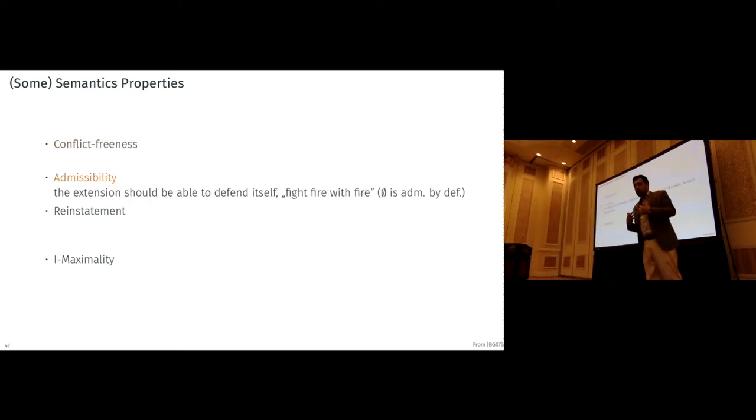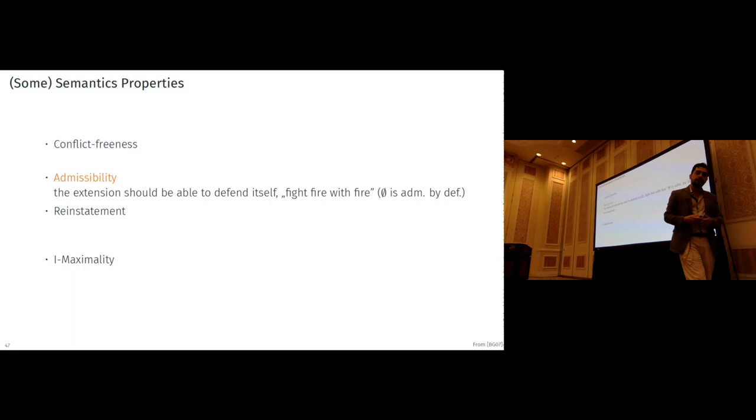Admissibility, the principle is that an extension should be able to defend itself. So in the sense that if some of the arguments in the extension are attacked, then there should be somebody else, even the argument itself, attacking back. I think that Martin is referring to this one as the GUN-5 principle. Thank you.